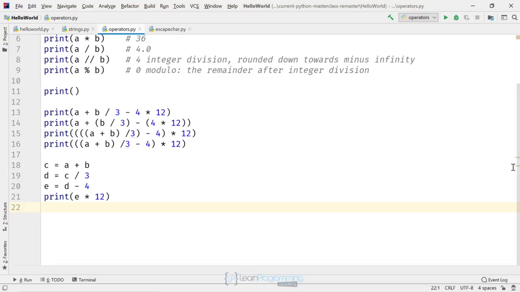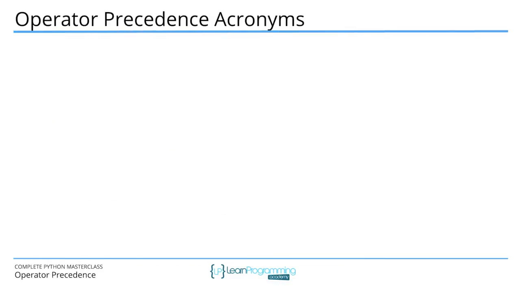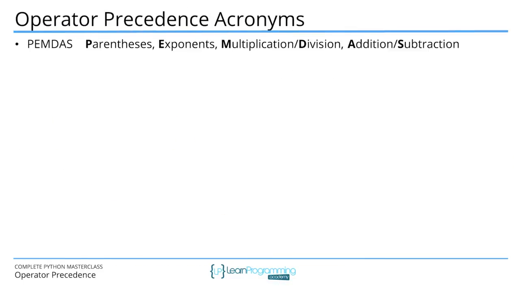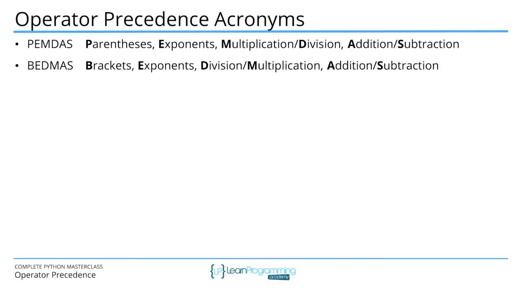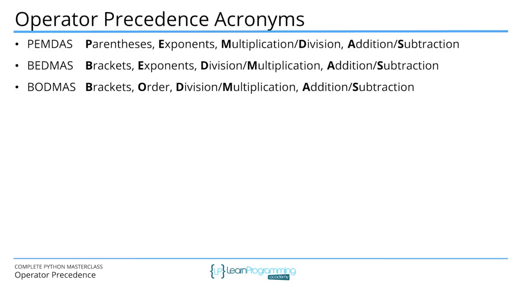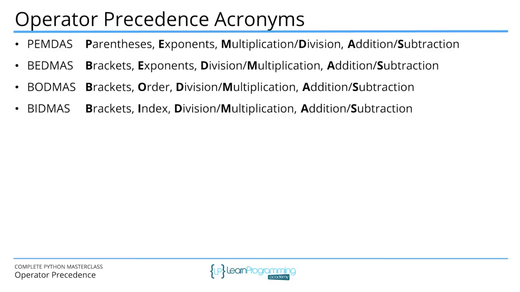Okay, so I mentioned learning about operator precedence at school. Unfortunately, many schools use acronyms to help you remember the order of evaluation, but the acronyms are ambiguous. So common acronyms are, we've got PEMDAS, and that's parentheses, exponents, multiplication, division, addition, subtraction. We've got BEDMAS, brackets, exponents, division, multiplication, addition, subtraction. BODMAS, brackets, order, division, multiplication, addition, subtraction. And BITMAS, brackets, index, division, multiplication, addition, subtraction.